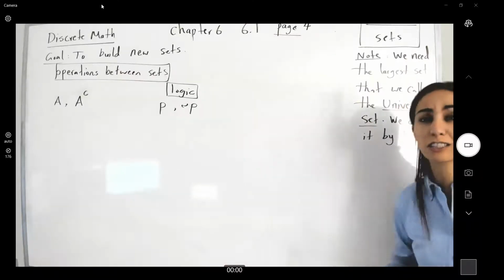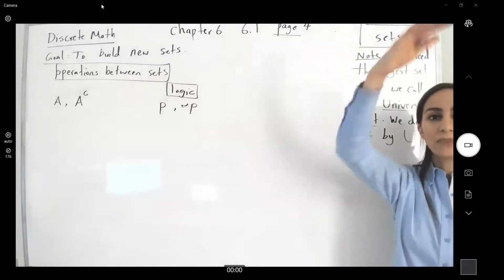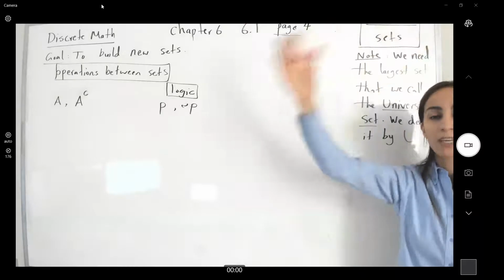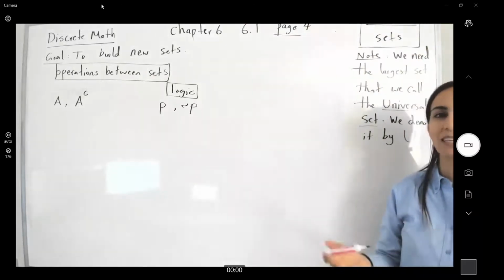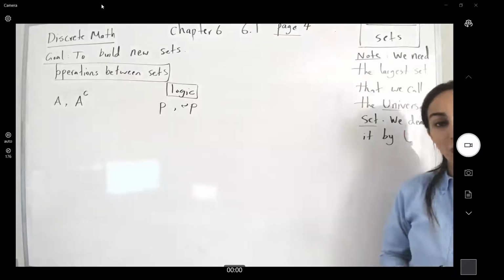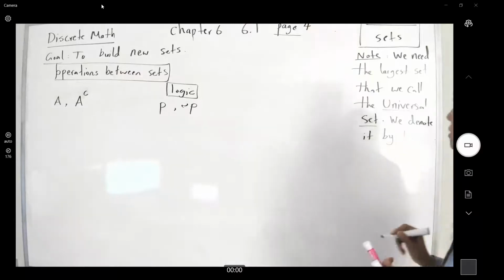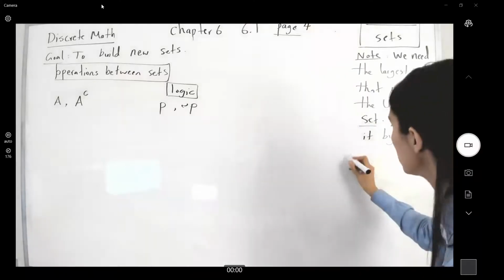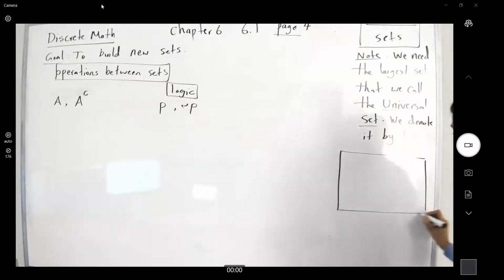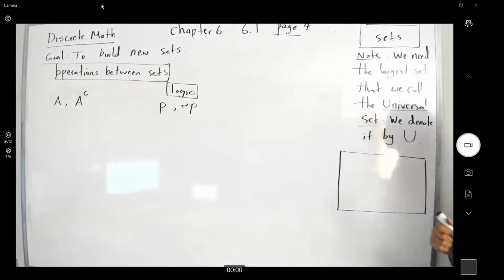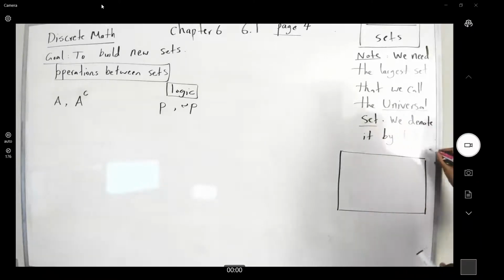Why are we defining the universal set? Because we need to have some framework with boundaries when we are talking about sets like the complement of that set. When we graph sets, the universal set is usually denoted by a rectangular shape. We say that this rectangular shape is the universal set.